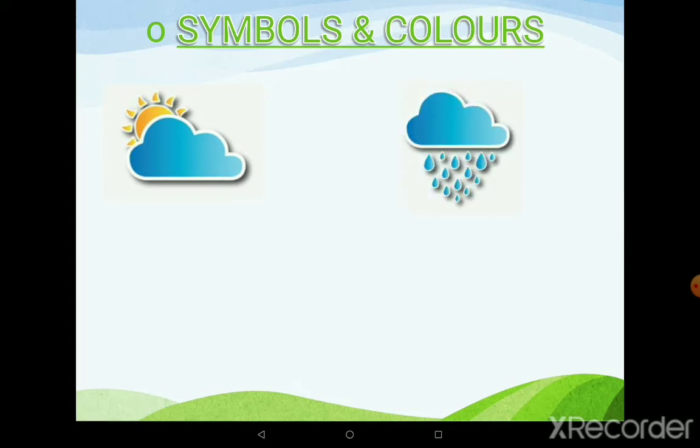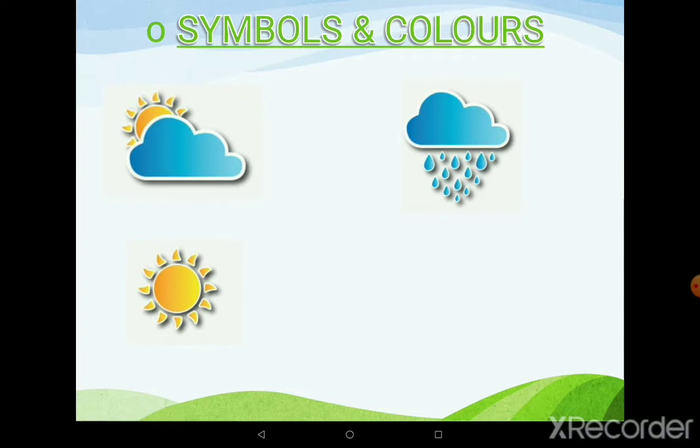Symbols are drawn like the objects they represent, or the real thing which is in the place. A weather map uses certain symbols, such as you can see the symbol of the sun peeking out of the clouds represents a partly cloudy day. Then we have the next one, the symbol of a cloud with water drops representing rainfall.